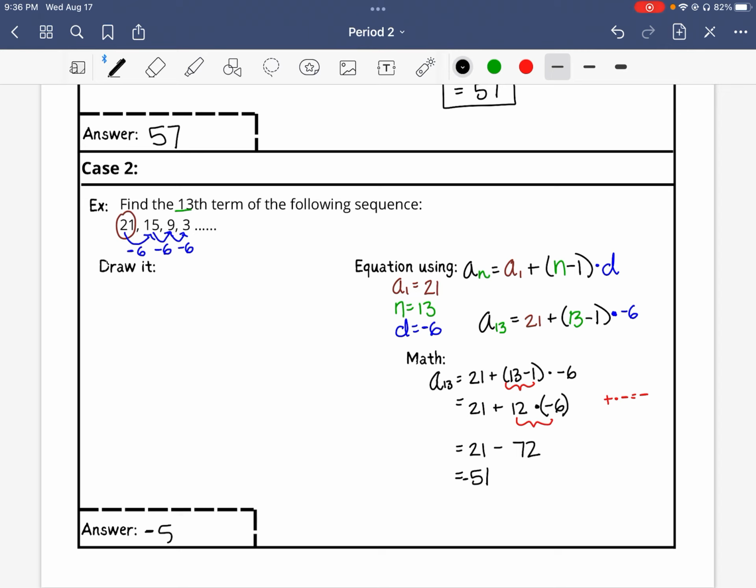You might be saying negative, and if you think about it, this list right here is going down. If you think about it, our 0 is going to be somewhere around here. So the 13th one's going to be way down the line. So after the zeros, it's going to be some negative numbers. So that makes sense.